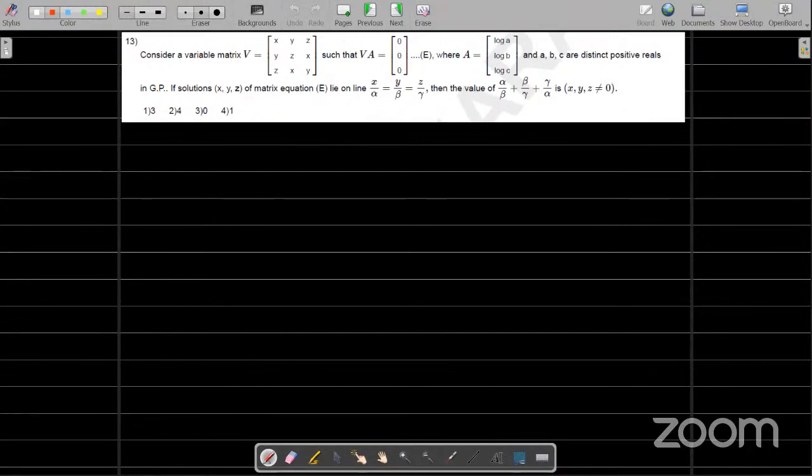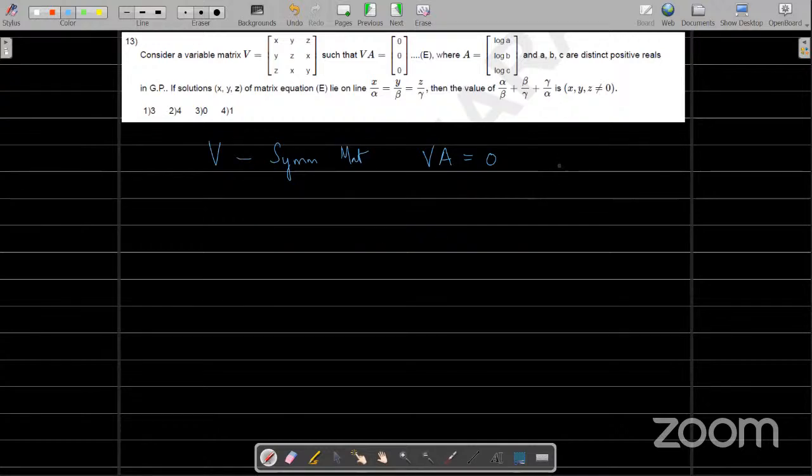So consider a variable matrix V with rows x, y, z; y, z, x; z, x, y. Observe quickly that this is a symmetric matrix. V is a symmetric matrix, such that VA equal to 0, where A is given as log a, log b, log c. That's the equation. And a, b, c are distinct positive real numbers in geometric progression.